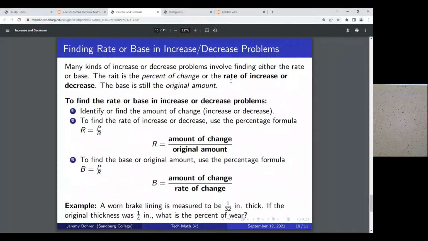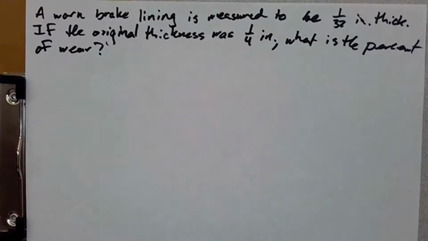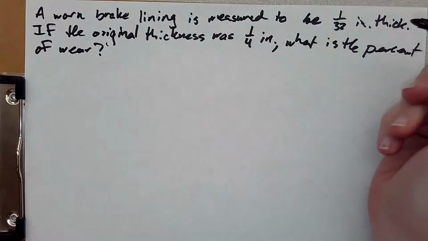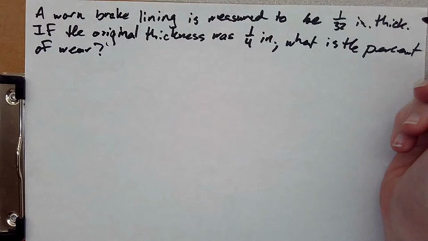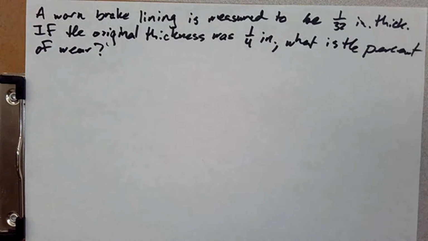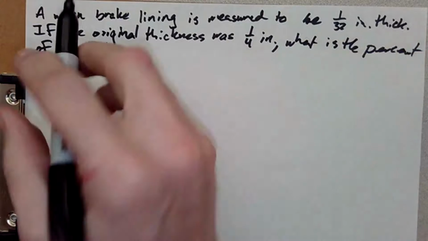A worn brake lining is measured to be 1/32 of an inch thick. If the original thickness was 1/4 inch, what is the percent of wear? Okay, so now we don't know our rate, but we know our base and our portion, so we can use the percent proportion to do this.